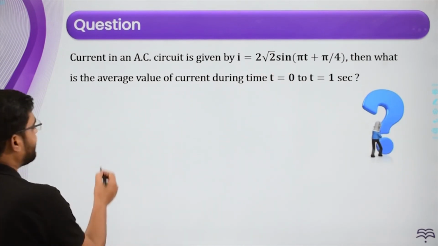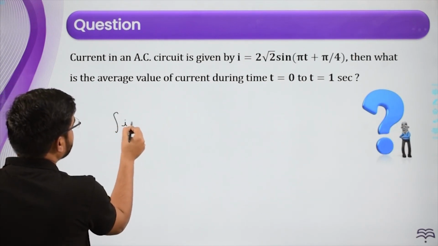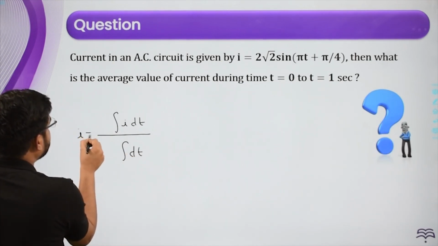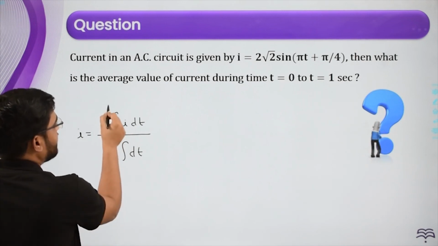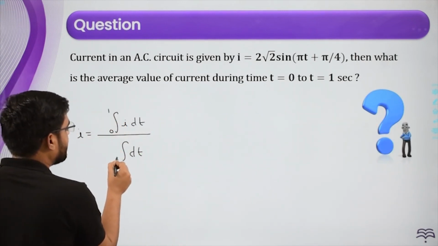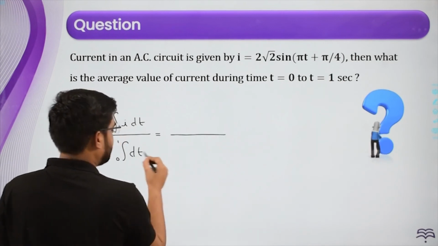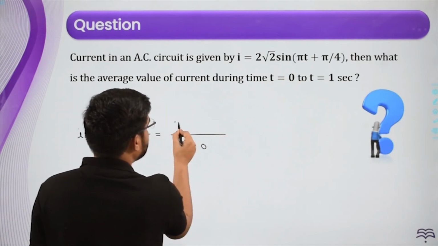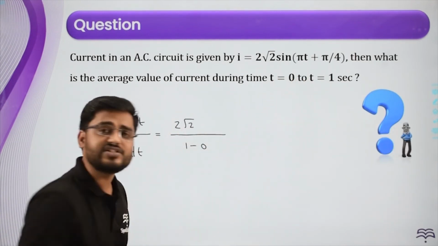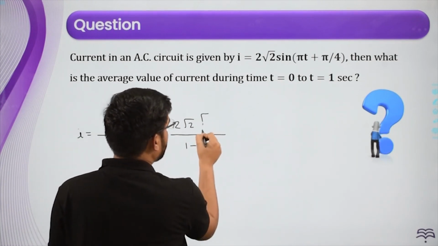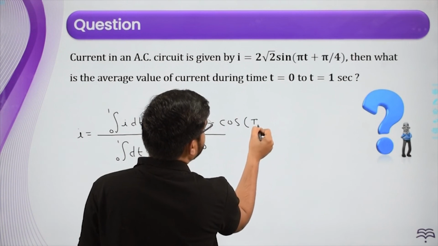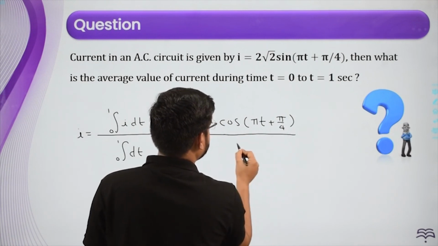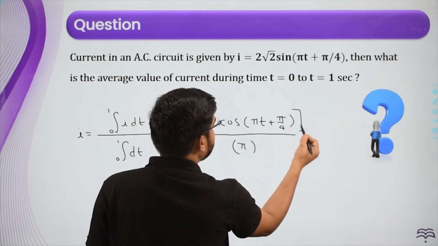So let us apply the standard formula. It is integration of I dt upon integration of dt. That's the average value. And the time limit is 0 to 1. So the denominator comes to be just integration of dt, so 1 minus 0. And in the numerator we will get the integration of this. So 2 root 2 is a constant. Integration of sine theta is minus cos theta. So minus cos(pi t plus pi by 4) divided by pi. So this is the integration, limit is 0 to 1.